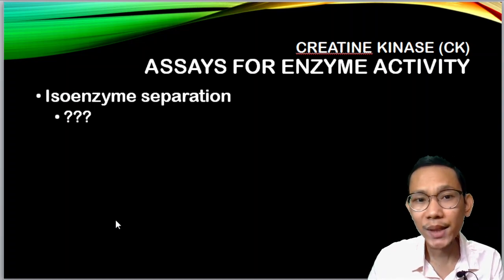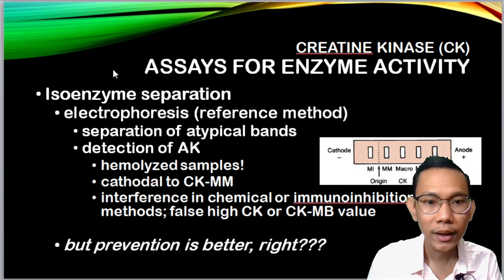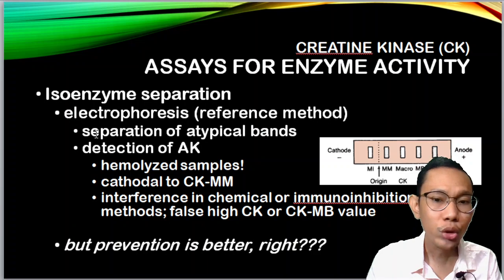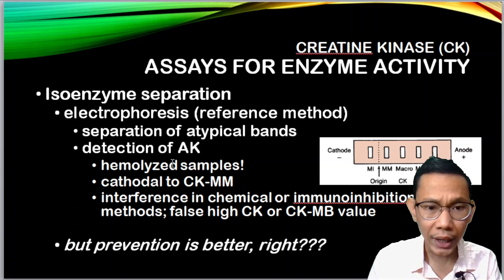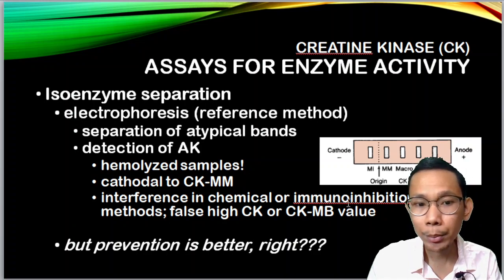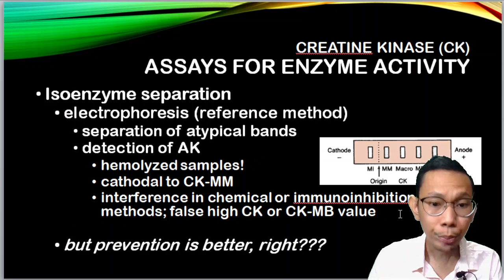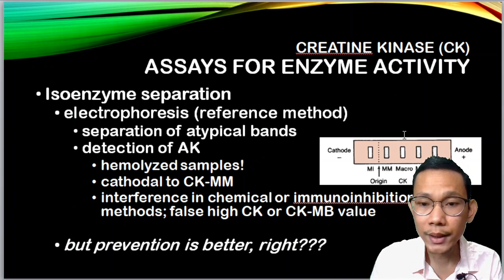So in terms of the assays for enzyme activity, how do we identify these isoenzymes? It's through isoenzyme separation. Remember your electrophoresis? This is the electrophoresis we discussed a while ago. It is the reference method for the separation of atypical bands as well as the detection of your AK. Hemolyzed samples should be identified. Cathodal to CKMM, interference in chemical or immunoinhibition methods gives falsely high CK or CKMB values. But prevention is better, right? That's why we have to really identify all of these isoenzymes.